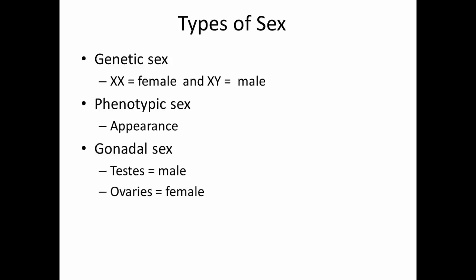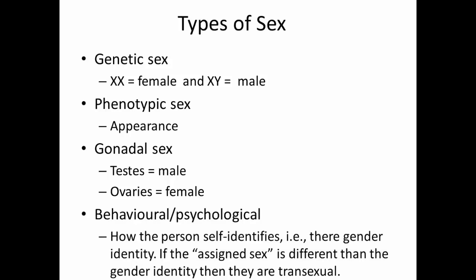There's also going to be gonadal sex. The gonadal sex would typically be, if we had testis, that would be a male, and if we had ovaries, that would be a female. And then there's also the behavioral or psychological aspect of this, and that's how the person self-identifies. That's one way of saying their gender identity. So if they feel like they are male, then they're male, and if they feel like they're female, then they're female. In the case where the assigned sex, that is to say what we call the person, is different than their gender identity, then typically we would refer to those people as being transsexual.